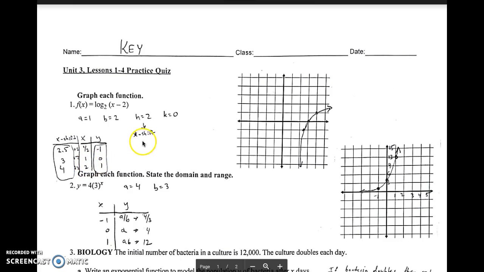But then we have an x shift of 2, which means we need to add 2 to all our x numbers. So I did a little plus 2 for each of the x values. 2 plus 2 is 4, 1 plus 2 is 3, a half plus 2 is 2.5. So you're graphing the x shifted values and the y values. I plotted them over here, connected them, and made a smooth log curve.